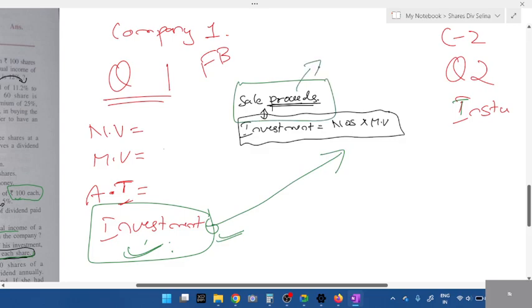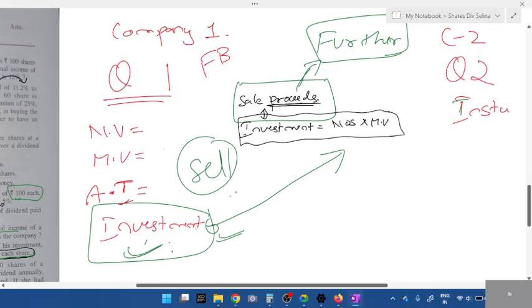What do you mean by proceed? What's the general term of proceed? It goes on, right? Proceed means goes on or further. We will proceed to the next chapter, next sum. So whatever you invested in the first company, you're going to sell all the shares and reinvest into the second company.